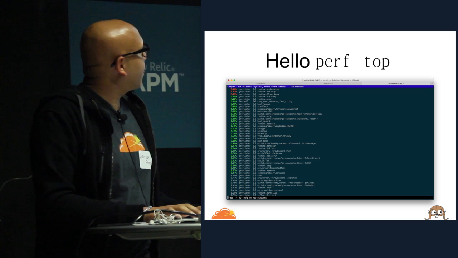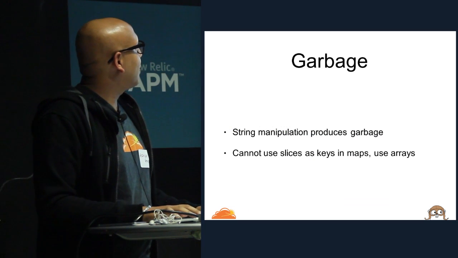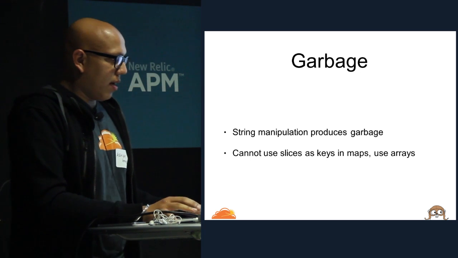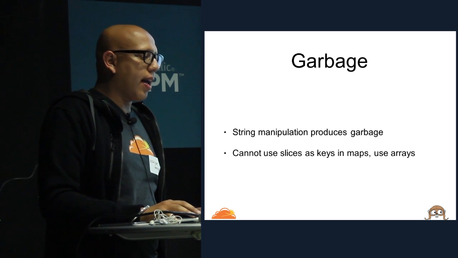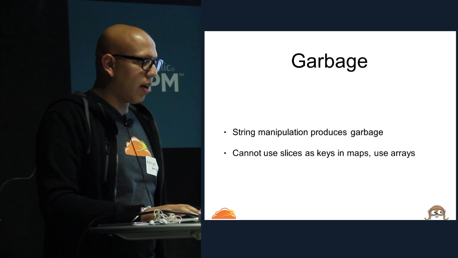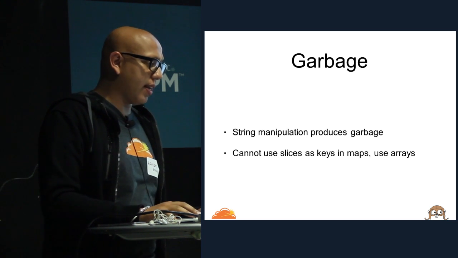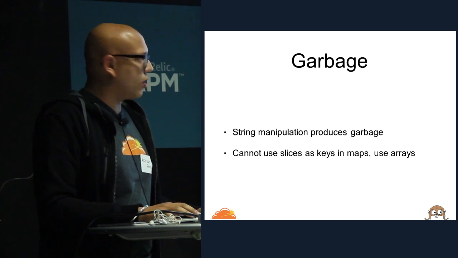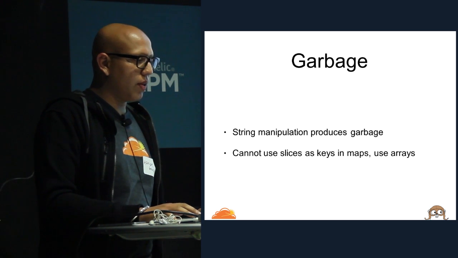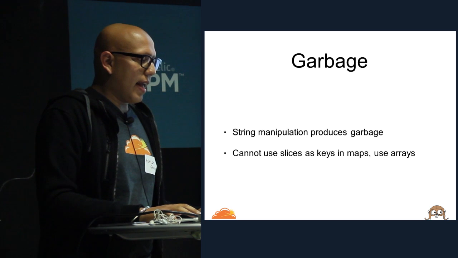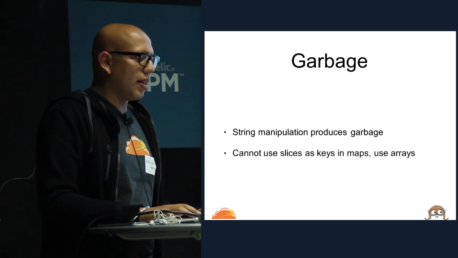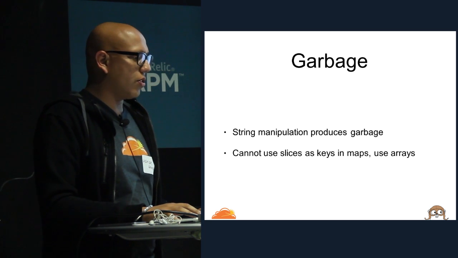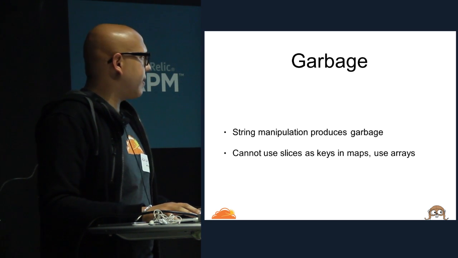So this is the final perf top. I was lazy and didn't go back to the old one, but in the old one, the most time was spent handling garbage. The garbage collector was kicking in a lot, because a bunch of string manipulation was going on: encoding information into a string and then decoding it when analyzing it again. I was doing that because you can't use slices and other data structures as keys in maps.